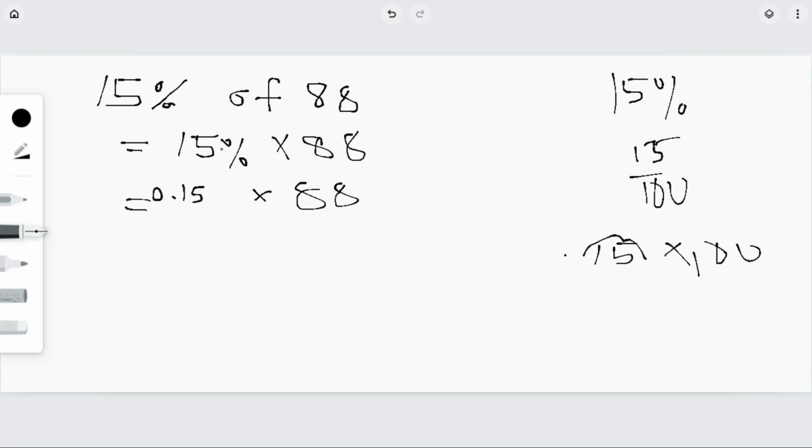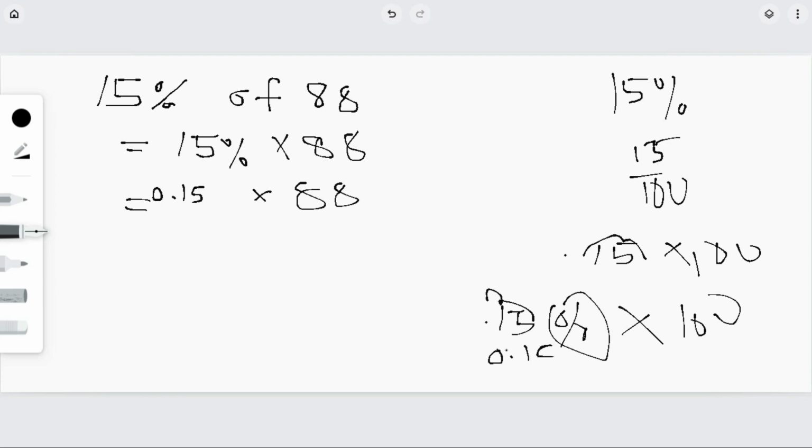Whenever you are changing a percentage to decimal, like 15% for example, just shift the decimal point 2 times, 1, 2, because you are dividing it by 100. That will be 0.15. So that's how we get it here. Now the next step is to solve the problem using multiplication of decimals.